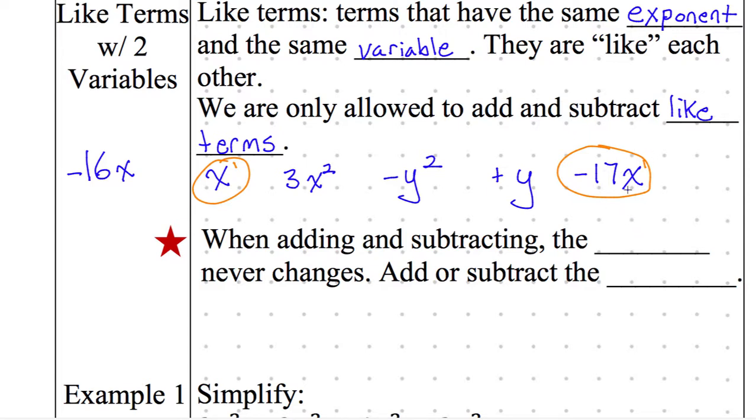Ellery. The variable never changes. The variable and the power, I guess. So we'll add 2 things. The variable and the power. Both of those things never change. And then, Ellery, you add or subtract the coefficient. Coefficient. There it is.